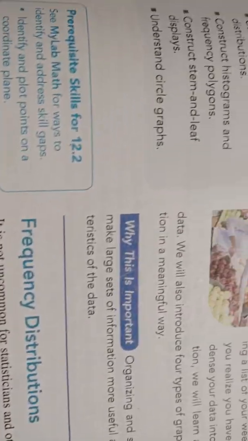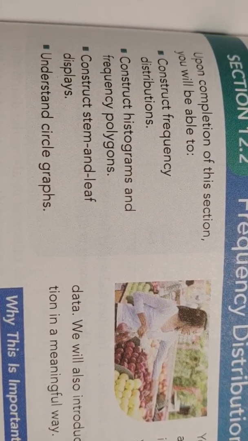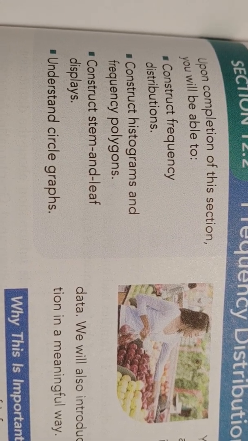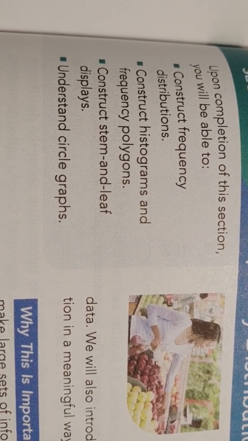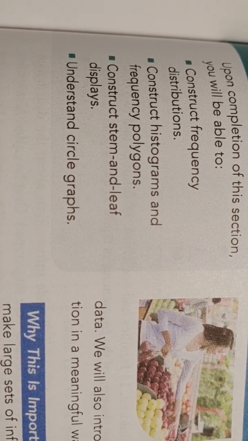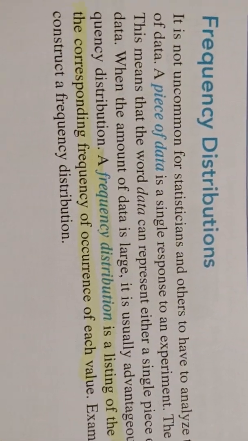Okay, so this is Chapter 12, Section 2: constructing frequency distributions, construct histograms and frequency polygons, and construct stem and leaf displays and circle graphs. So this is all about displaying data.